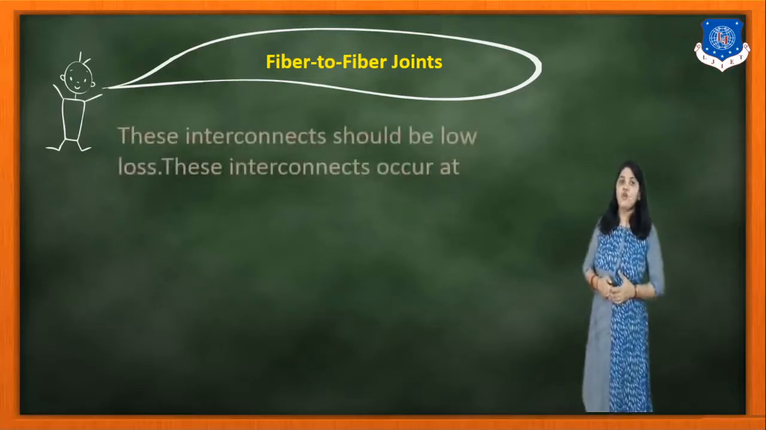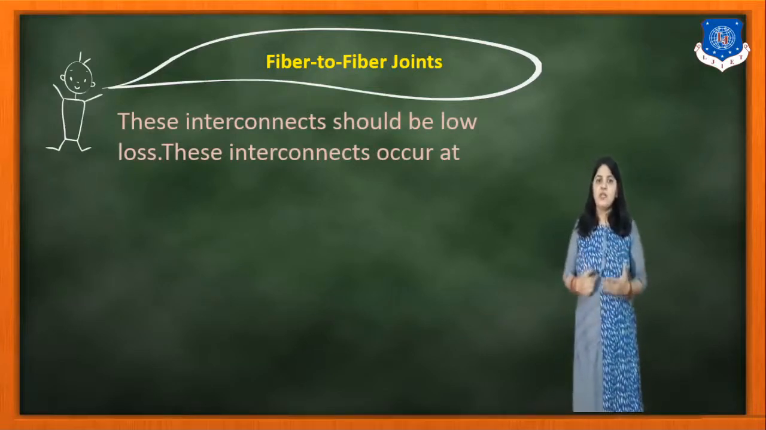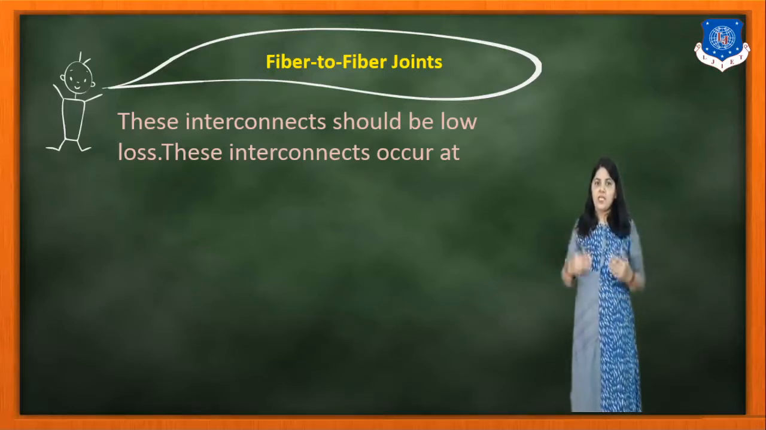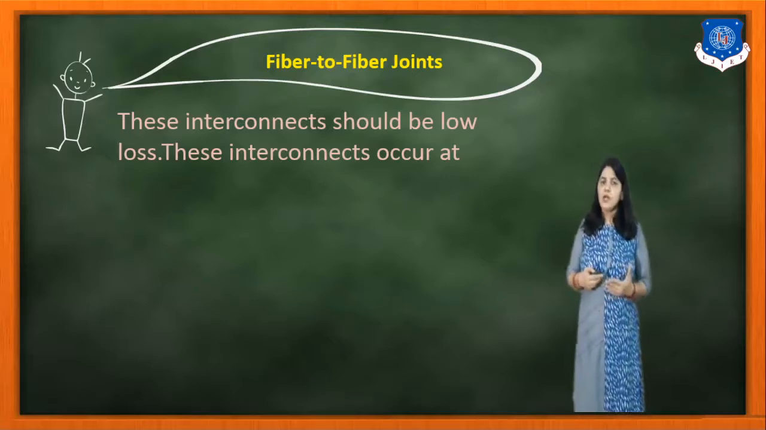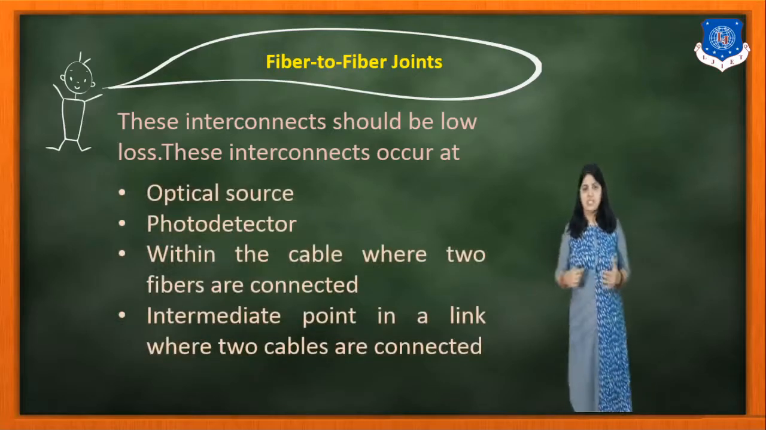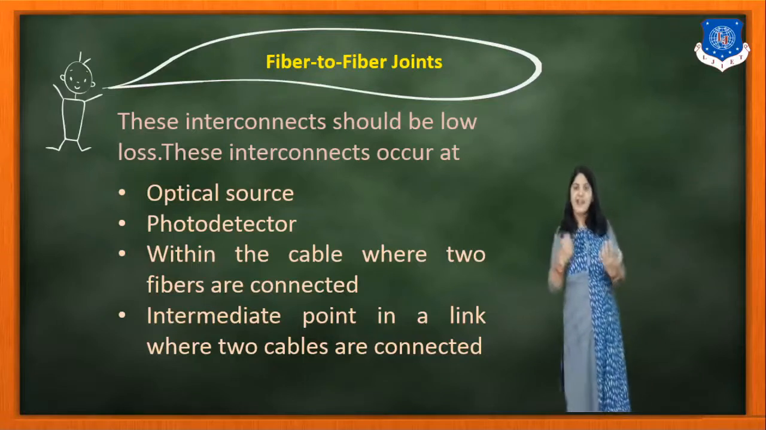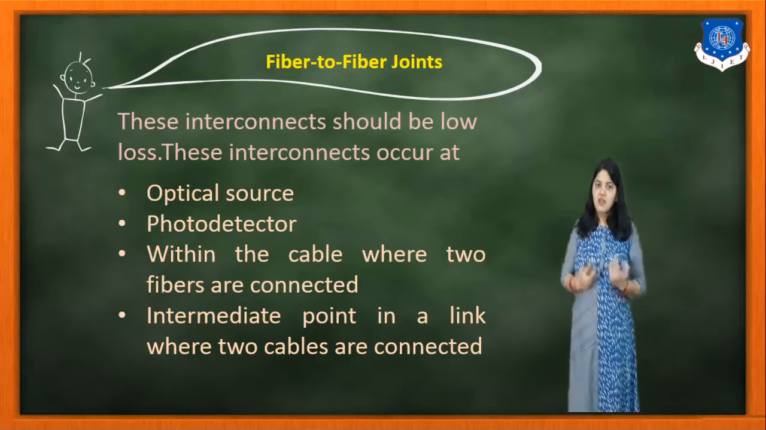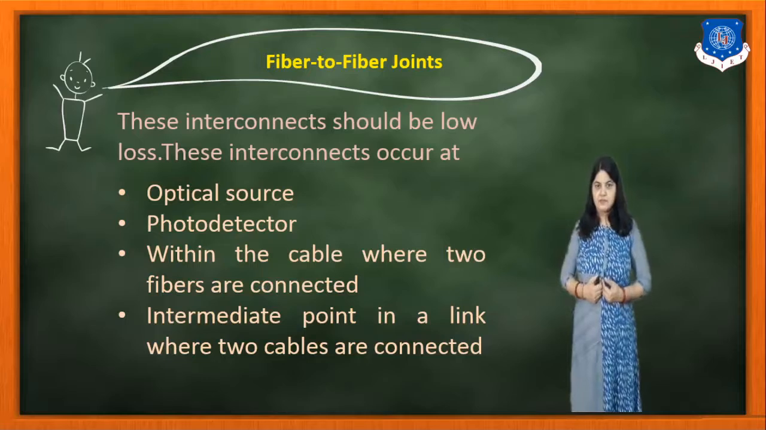Next is the fiber to fiber joint. These interconnections should be low loss. When you want to join two fibers, the requirement is that the loss provided should be minimum. Interconnections occur at the optical source, where light from the source is applied to the fiber, and loss can occur if there is a problem. The same applies at the photodetector, same as the source.